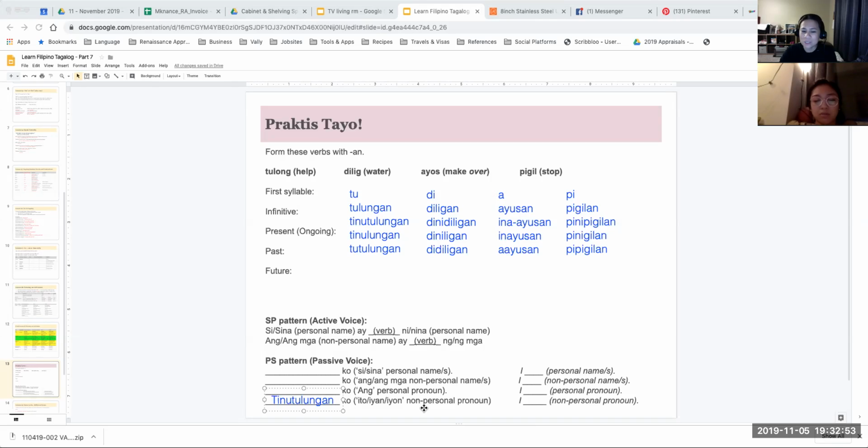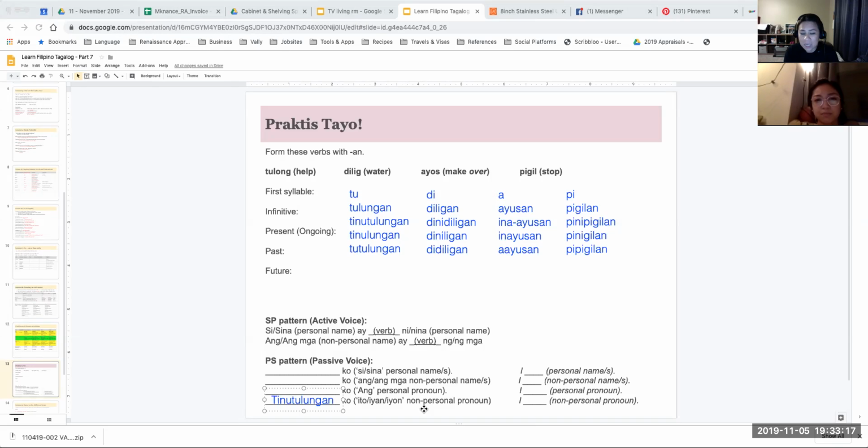You will still use ang mga if it's plural. But if it's singular, you don't need it. If it's only one bata, how would you say it? Tinutulungan ko ang ito. No need for ang if it's singular, only when it's plural. Tinutulungan ko ito. How come?